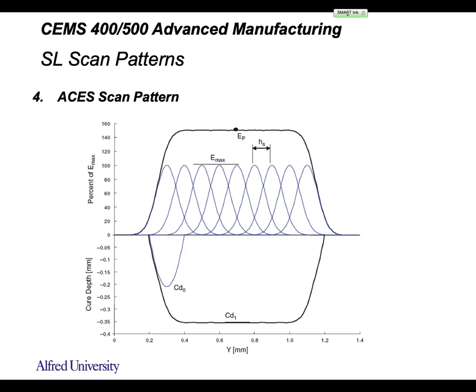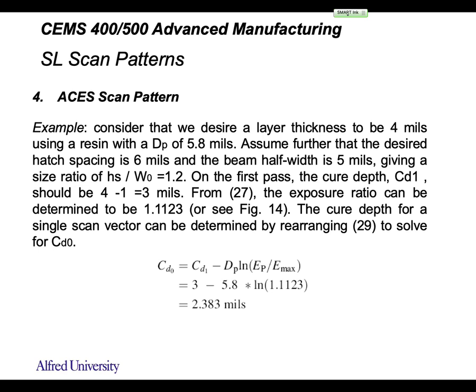Okay. So in this way you can easily calculate how much the current depth increases if you choose a different scanning pattern. This is a really simple example. All you need to do is find out the hatch spacing versus the beam half width. So this is really straightforward. Just plug it in, and then you can find out CD1 and CD0.